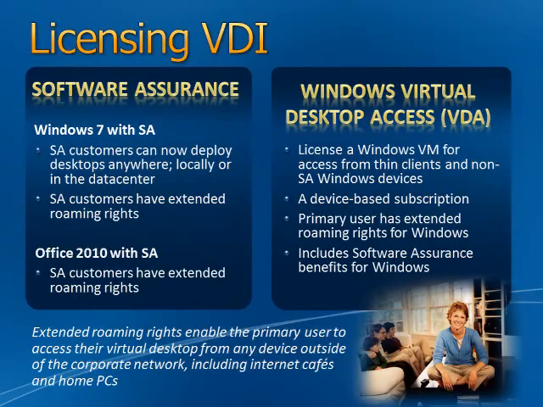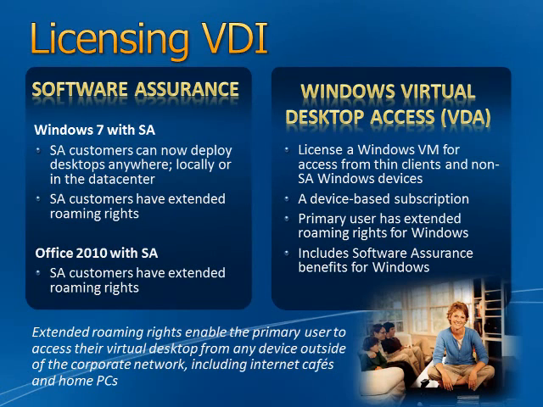Now what I want to do here is focus just a little bit more on some of these rights. So let's think over on the left hand side first of all about software assurance. I've already mentioned that we have improved the SA benefits, and if you have got Windows 7 covered with software assurance, that does mean that you can now deploy your desktop either on the local client machine or on a server and virtualize it down onto that client device.